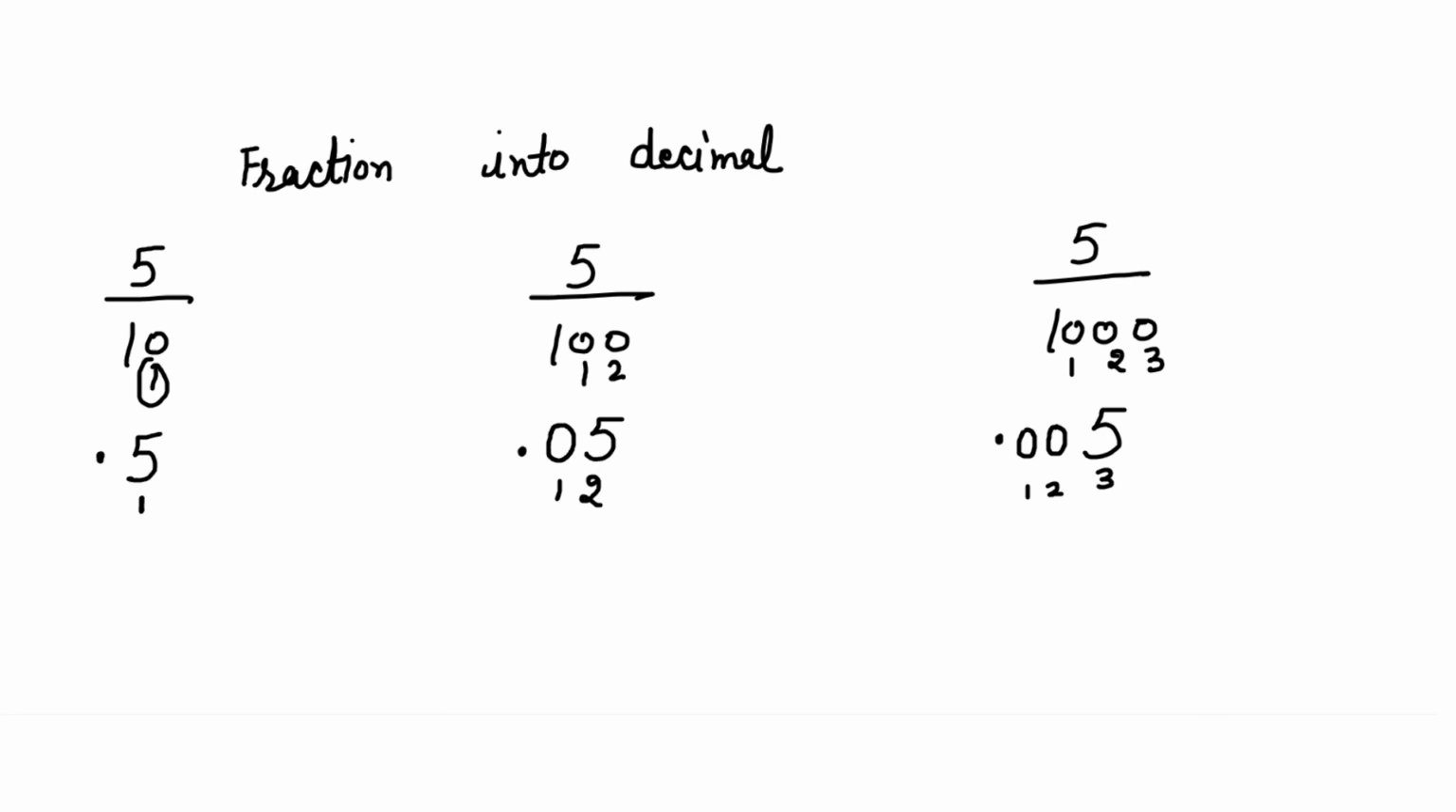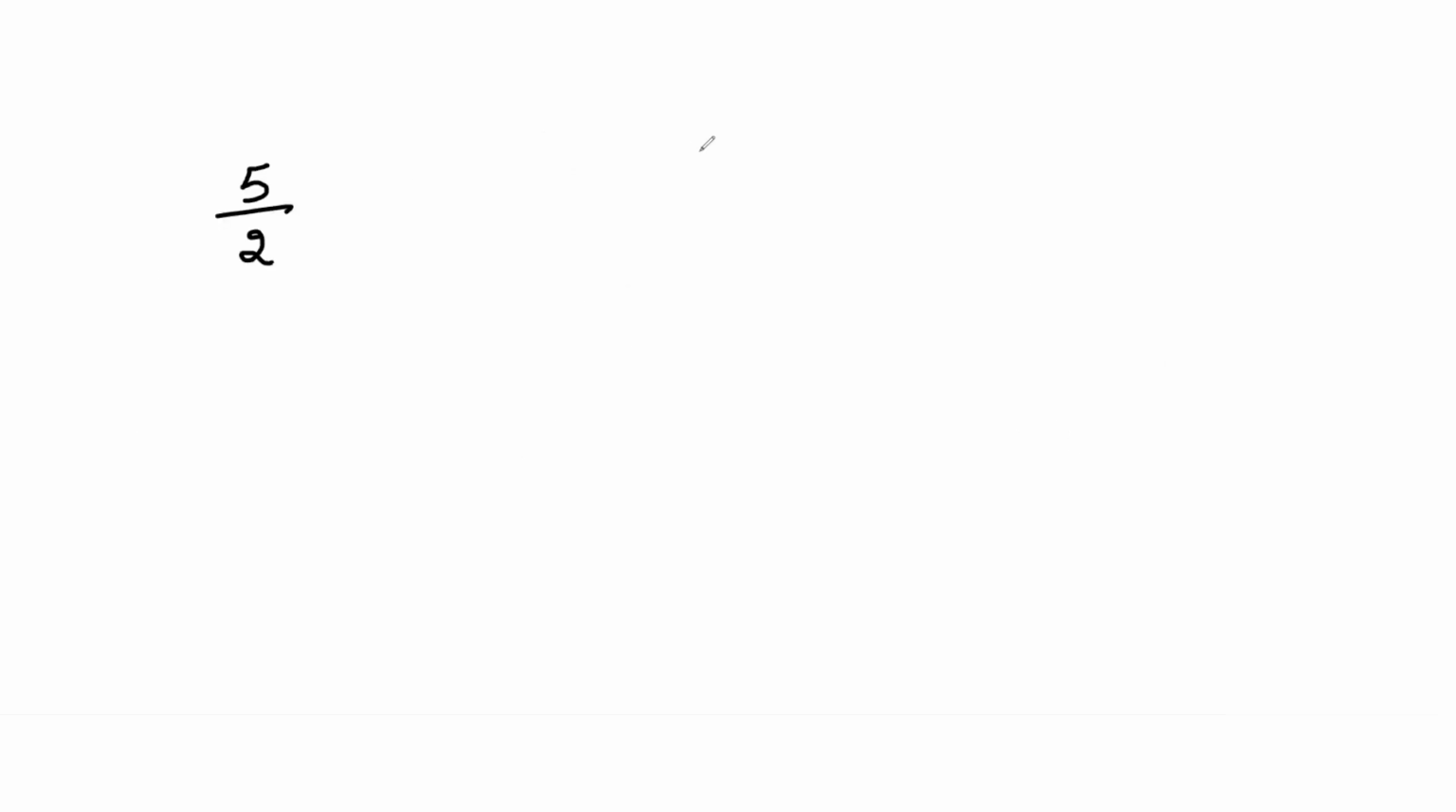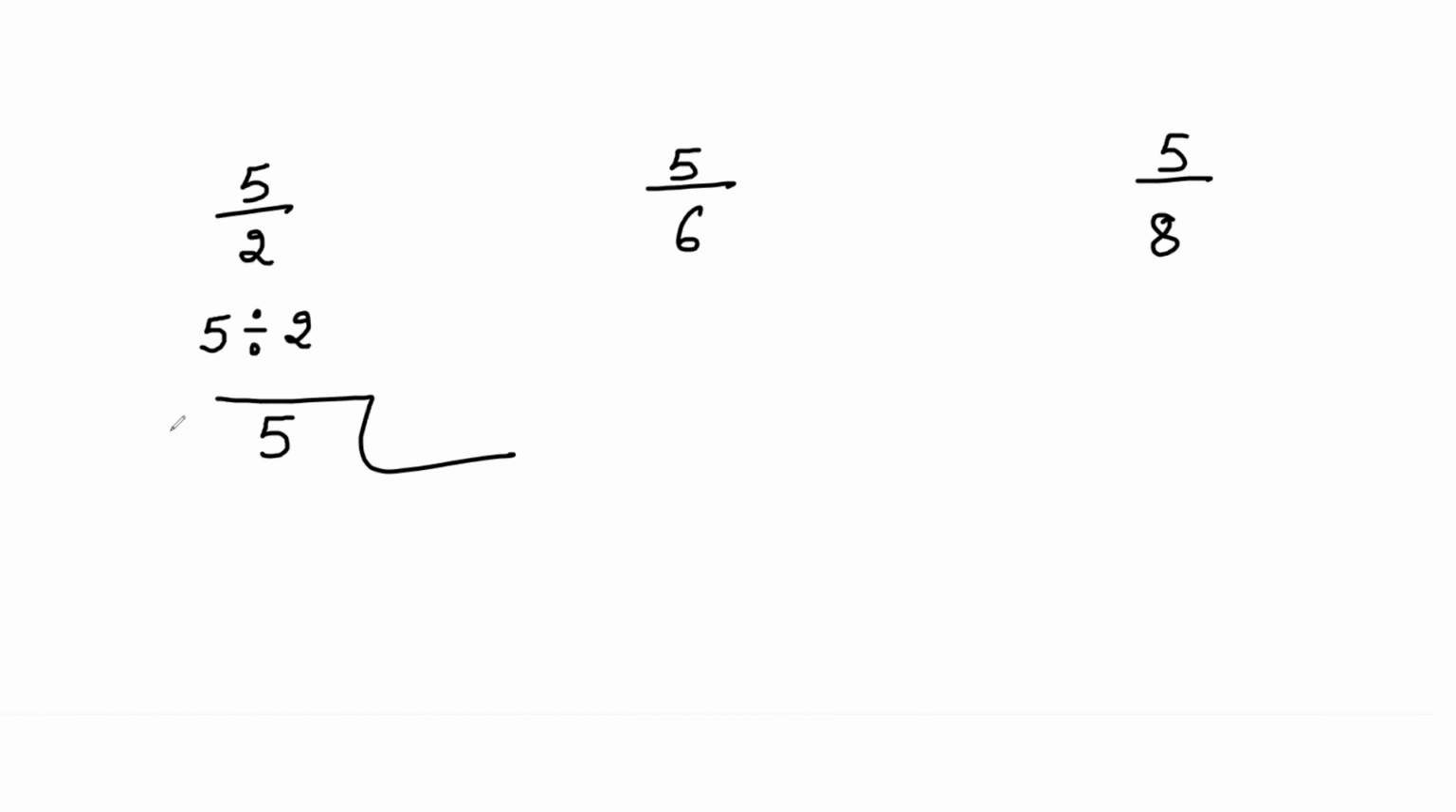There are some other numbers where you won't find 10, 100, 1000. There can be 2, 4, 6, 8, 20, 30, any number. So let's learn about those also. For example, 5 by 2, 5 by 6 or 5 by 8. These are questions where we have a fraction and want to convert it into a decimal. 5 by 2 means 5 divided by 2.